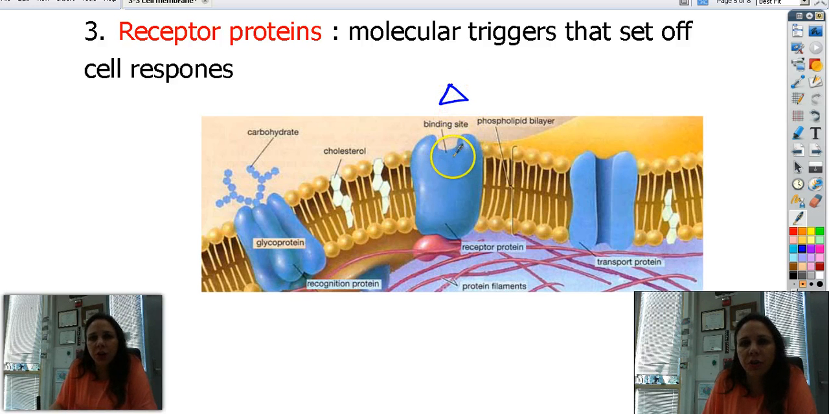So that's not going to start the car. The only thing that will start the car is the thing that looks like it should actually fit inside of there. So we call those receptor proteins. They don't send anything through, but they do start certain chemical reactions.